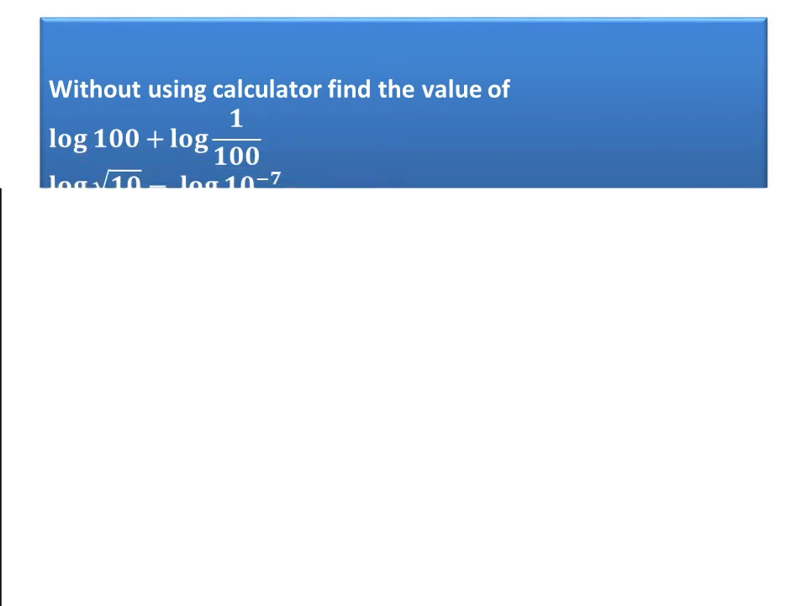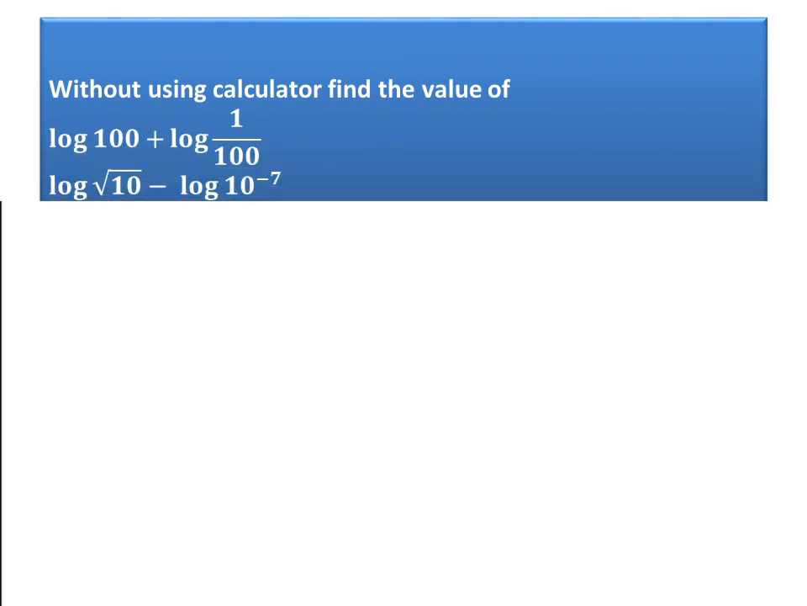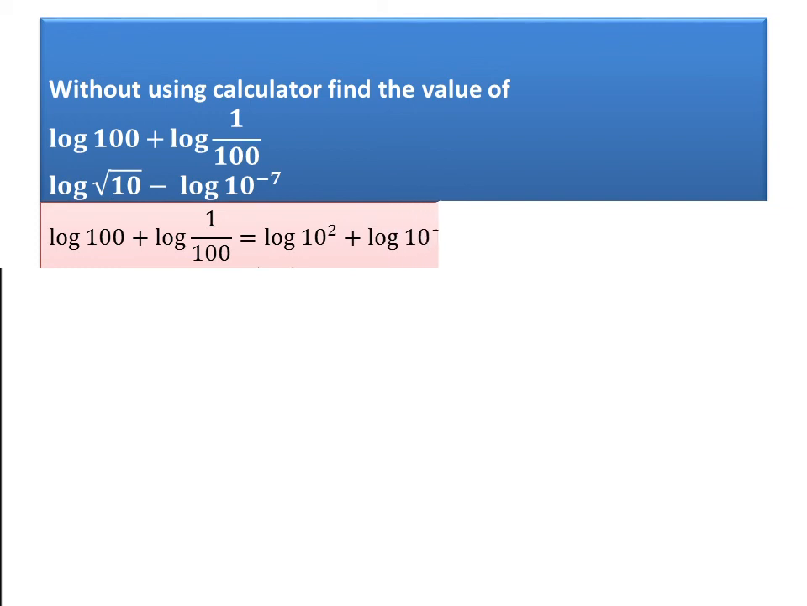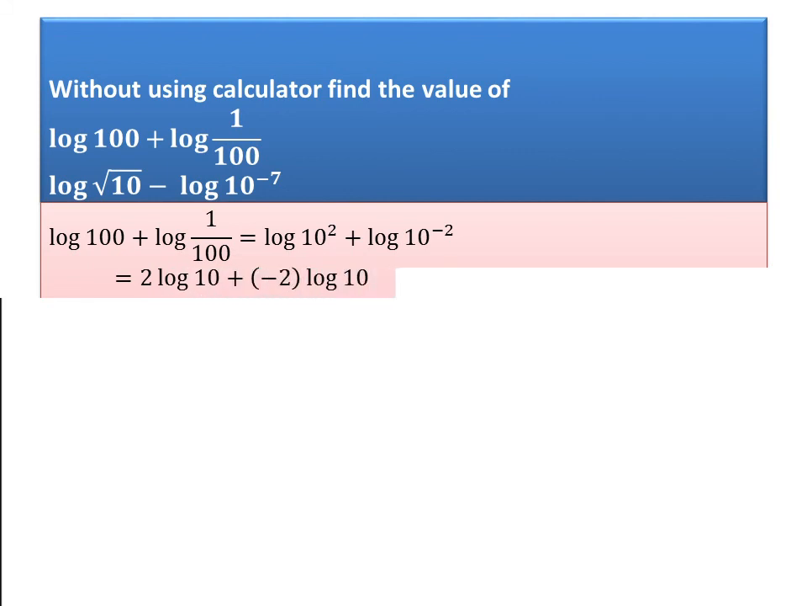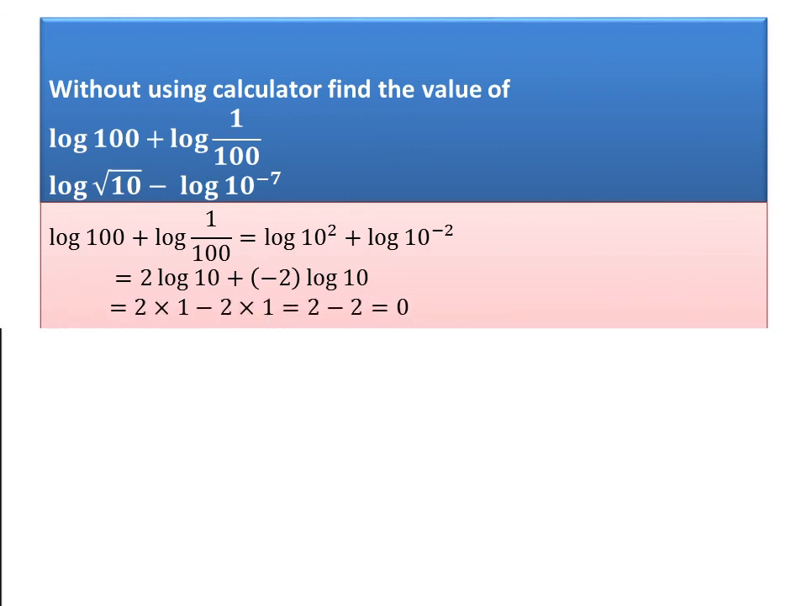Here we have an example. Without using a calculator, find the value of log 100 plus log 1 over 100. We all know that 100 is 10 squared, so we write log 100 plus log 1 over 100. This is equal to log 10 squared plus log 10 power minus 2. And we apply the properties of logarithms to put the exponent down. So we have 2 log 10 minus 2 log 10. This is 2 minus 2, this is 0.